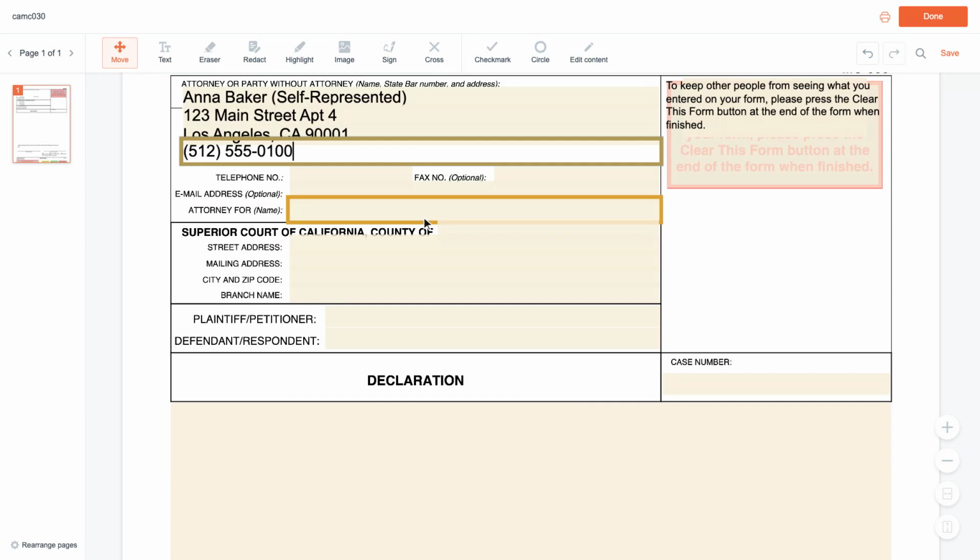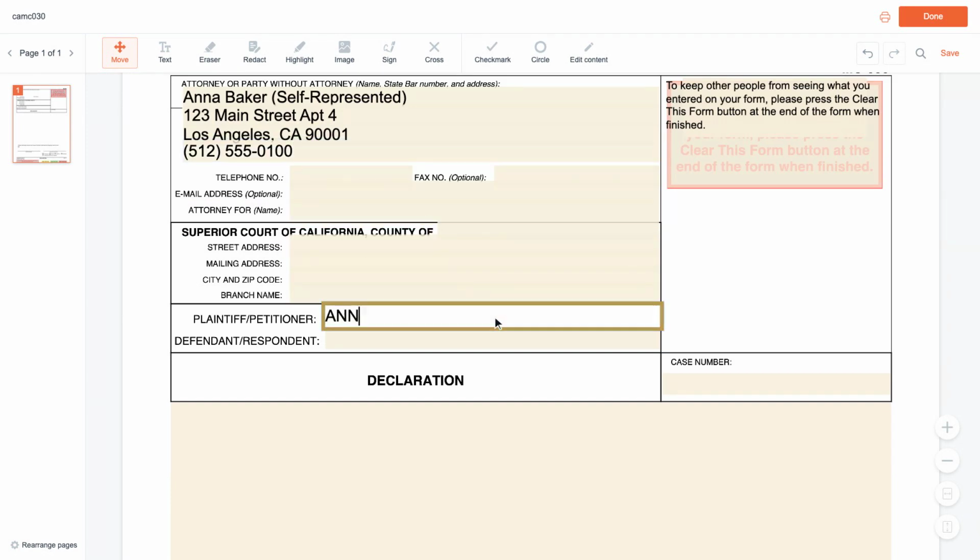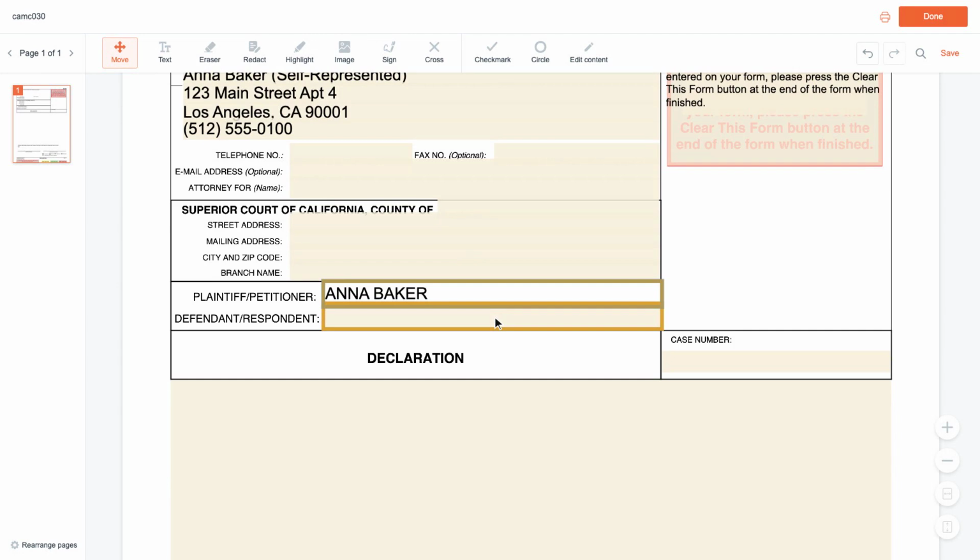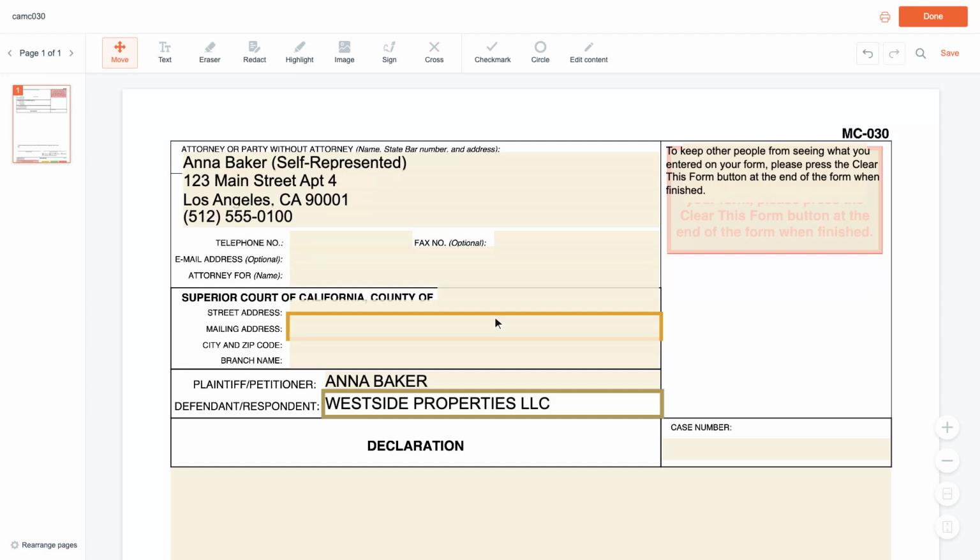Enter the case number assigned by the court. Fill in the court department and then the case name as it appears on your filed documents, typically plaintiff versus defendant.